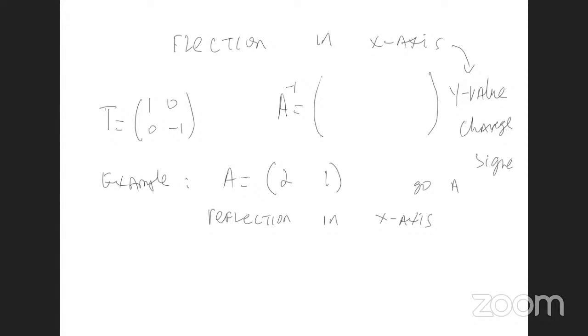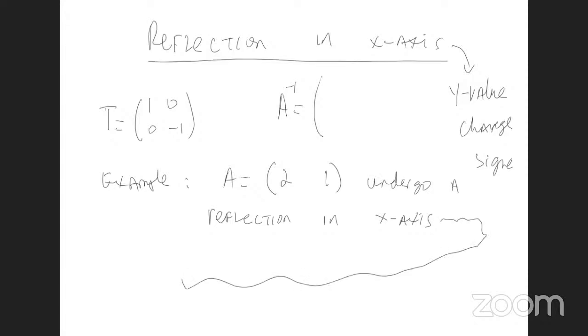Right. That's what we'll do. To get that matrix A prime, you take the transformation matrix, let's call it T, and you multiply it by A. So you're taking that matrix T, right, Elena? The matrix T is 1, 0, 0, minus 1, and you're multiplying it by A. In this case, A is 2, 1.